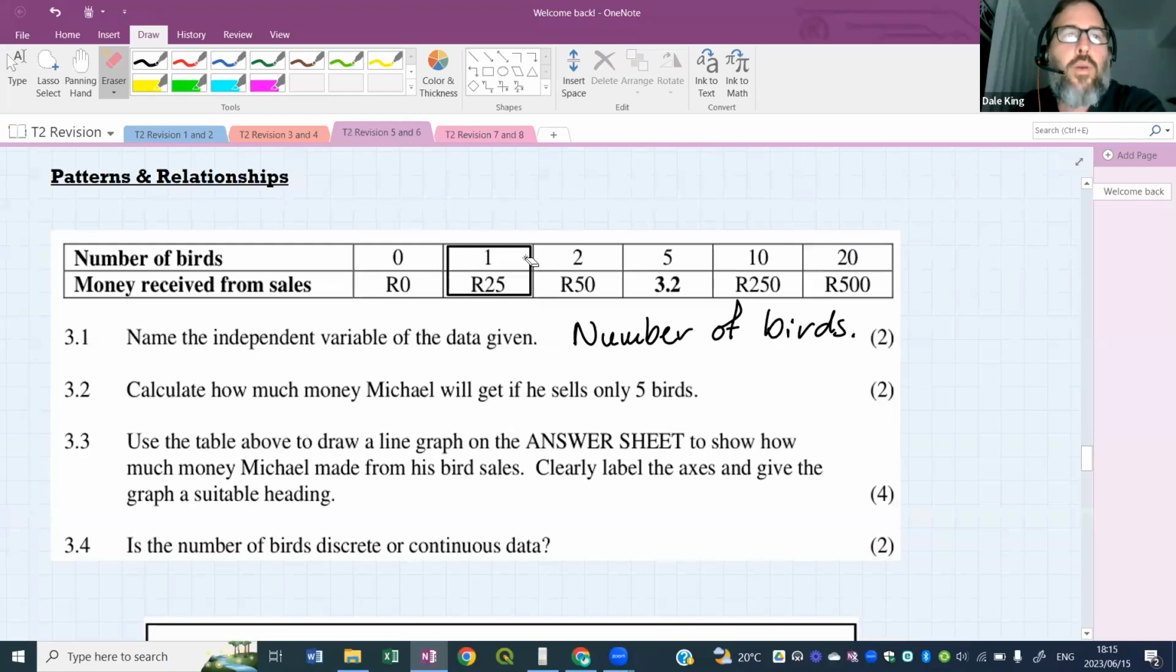So we need to focus, and Katlego also mentioned it, with this 1 and 25, because we need a price per bird. Price per bird means price per one bird. So this price for one bird is very important in helping us with question 3.2. If one bird costs 25, how many will 5 cost? And like you mentioned, we're going to say 5 times 25 rand, and this will give us 125 rand.